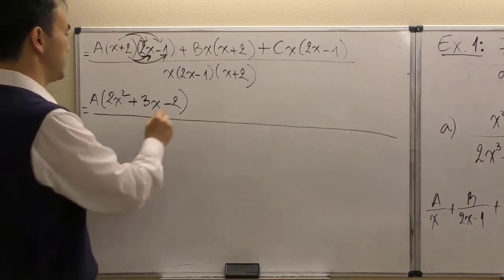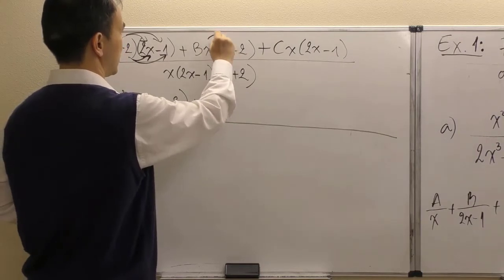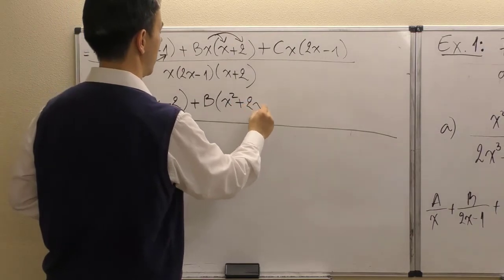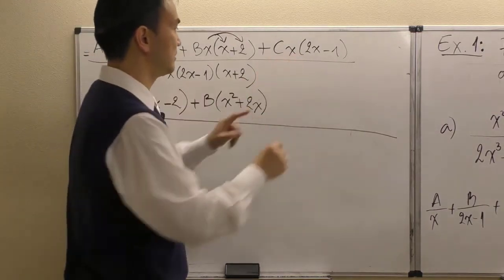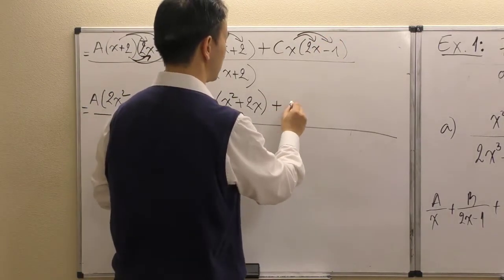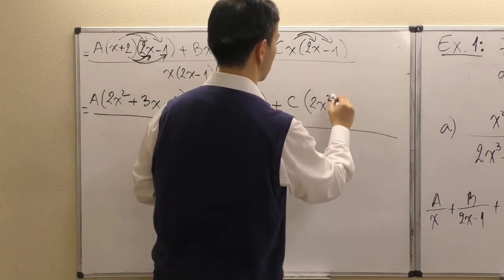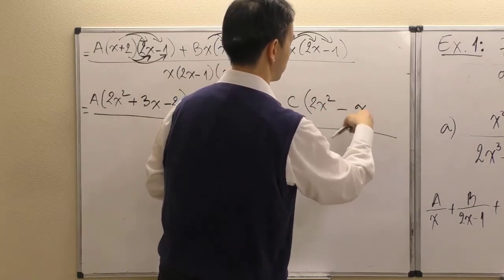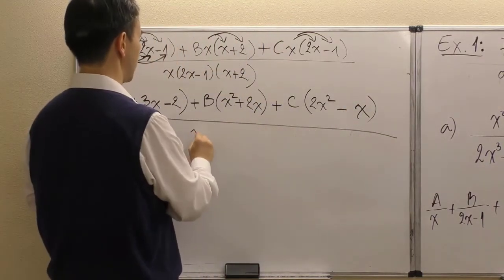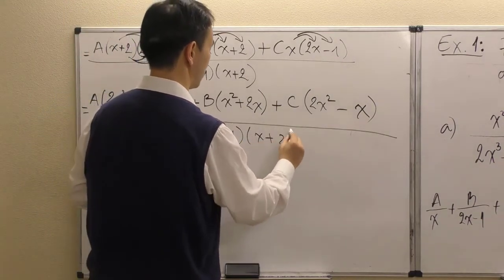And then plus, now here we're looking at b, I'm multiplying the x into each term here. So that leaves me x squared plus 2x here. And then the last term, after distributing out the x into each term, I'm looking at plus c, and now 2x squared minus x. All right, and of course it's all over that x times (2x minus 1) times (x plus 2).